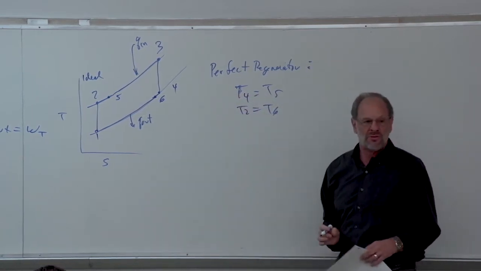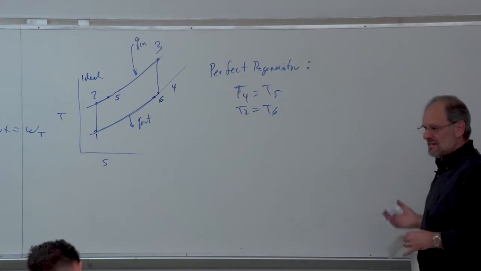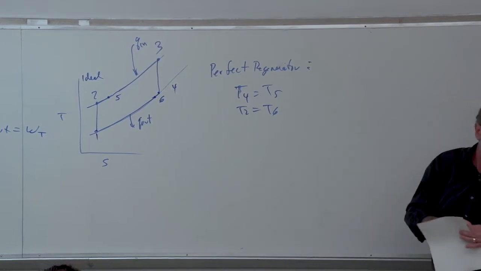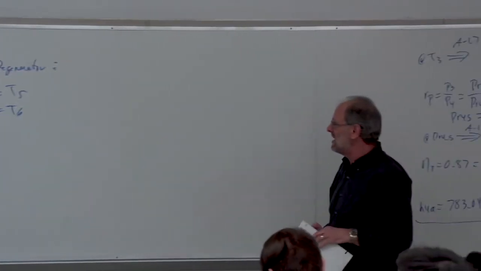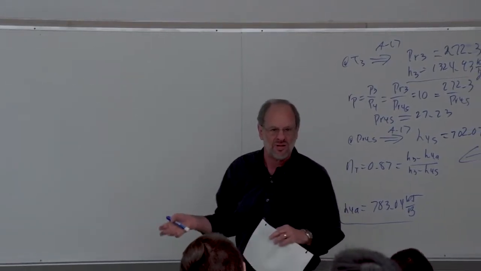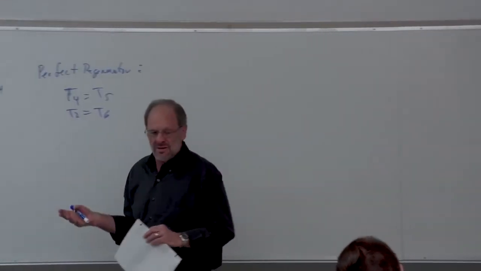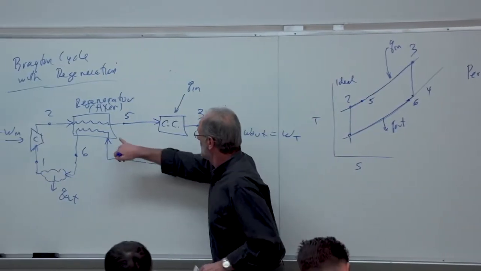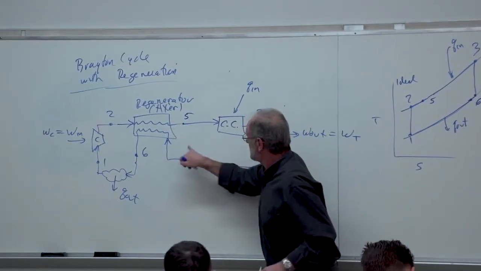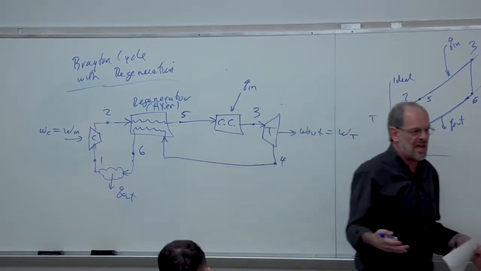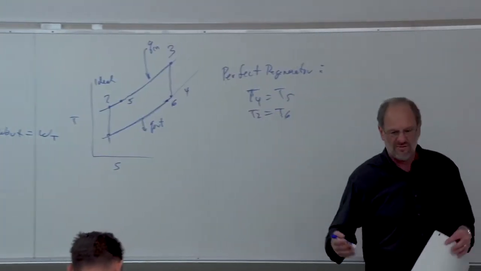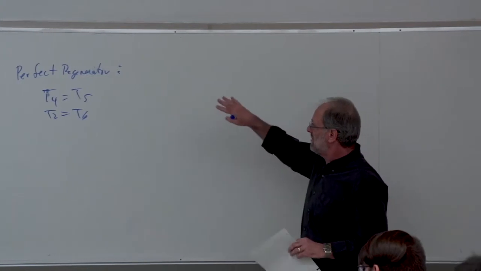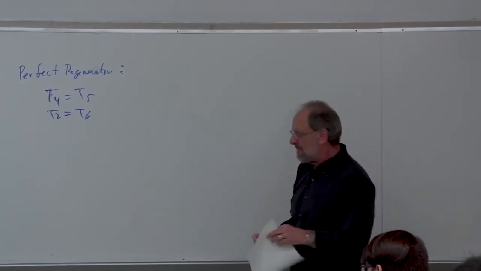But that's only for a perfect regenerator, and we can't really achieve that. It's impossible. None of you have had a heat transfer course yet, but it should make sense that you can only have heat transfer if there's a temperature difference, right? If the temperatures are the same, there's no possibility of heat exchange. So how are you ever going to get the temperature at 5 all the way up to the temperature at point 4? It just can't happen. The temperatures would be equal, and you'd have no heat exchange. So this is the perfect regenerator.